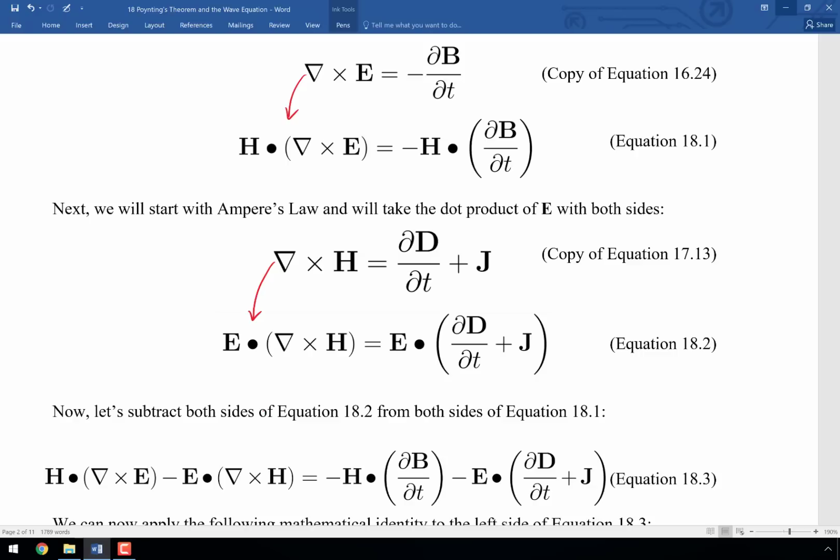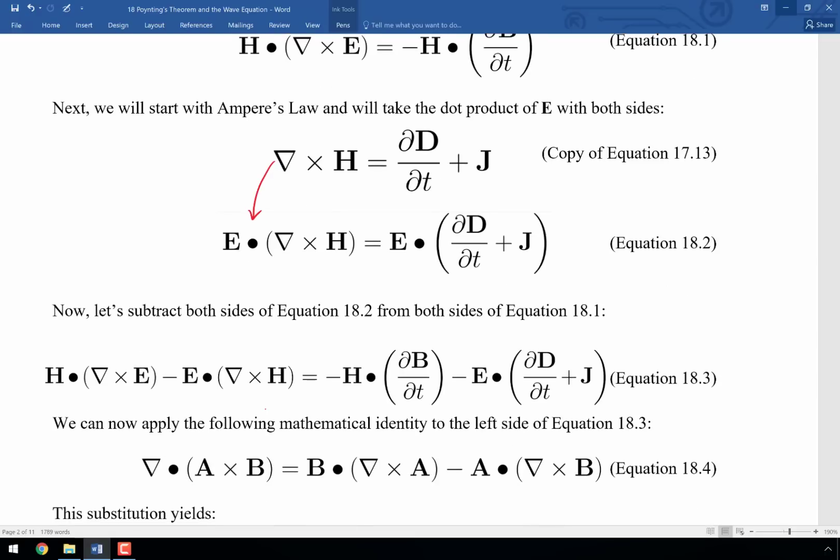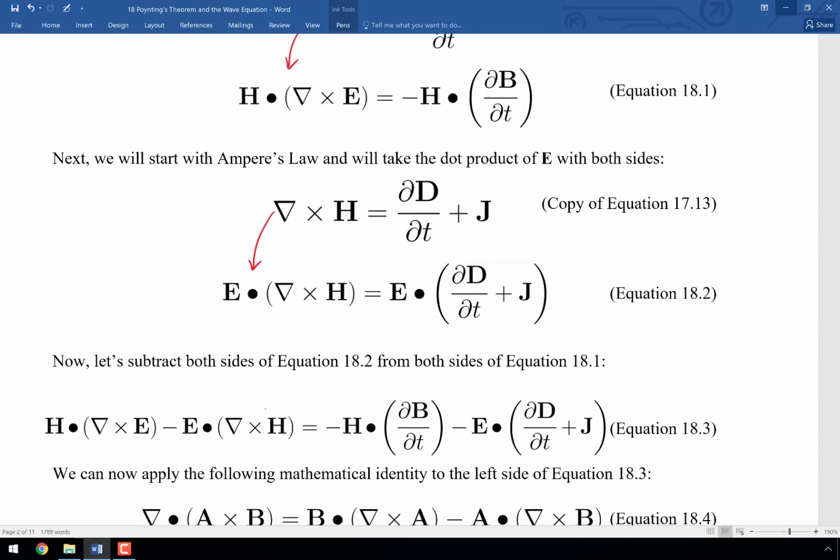And the answer is either super genius, which is probably the case, and/or entire trash cans full of scratch paper that they spent probably 10 or 20 years thinking about this problem. So I'm taking each term of equation 18.1. You can see H dotted with the curl of E becomes H dotted with the curl of E. Negative H dotted with the partial of B with respect to t becomes negative H dotted with the partial of B with respect to t. And then I'm going to subtract the two terms of equation 18.2. So E dotted with the curl of H becomes negative E dotted with the curl of H. And this term becomes this term right here.